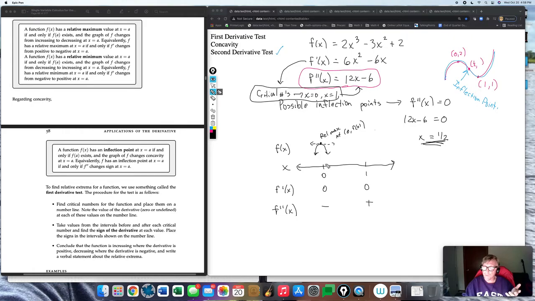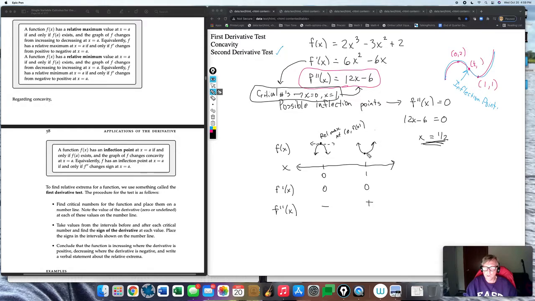Now the catch is that you have to use this in both derivatives. So again, if you put 1 into your second derivative, you get 12 minus 6, which is positive. Remember, our first derivative was 0, but the function is concave up.